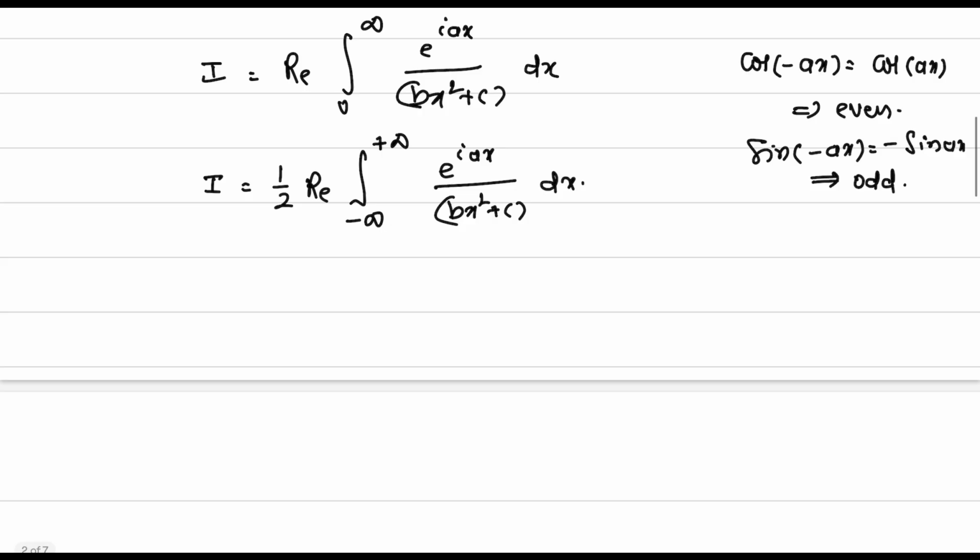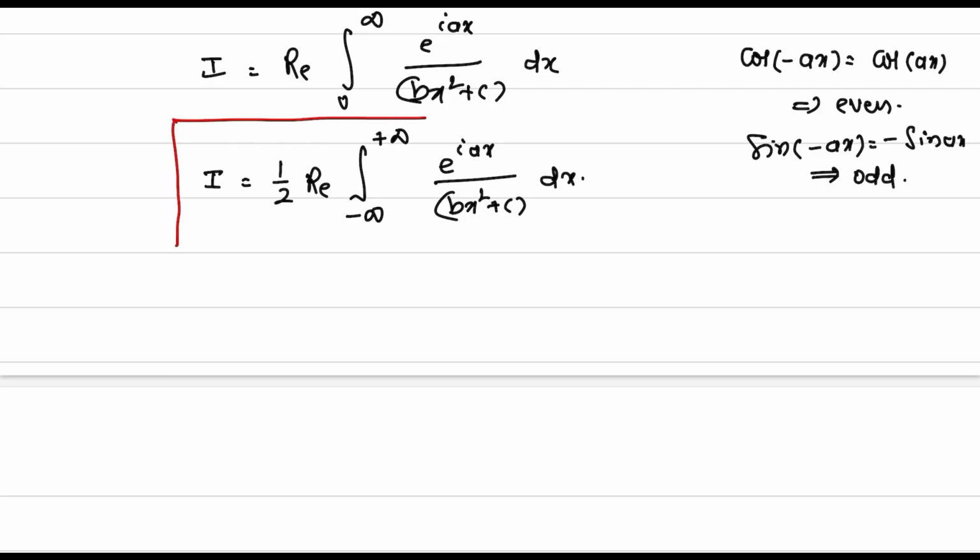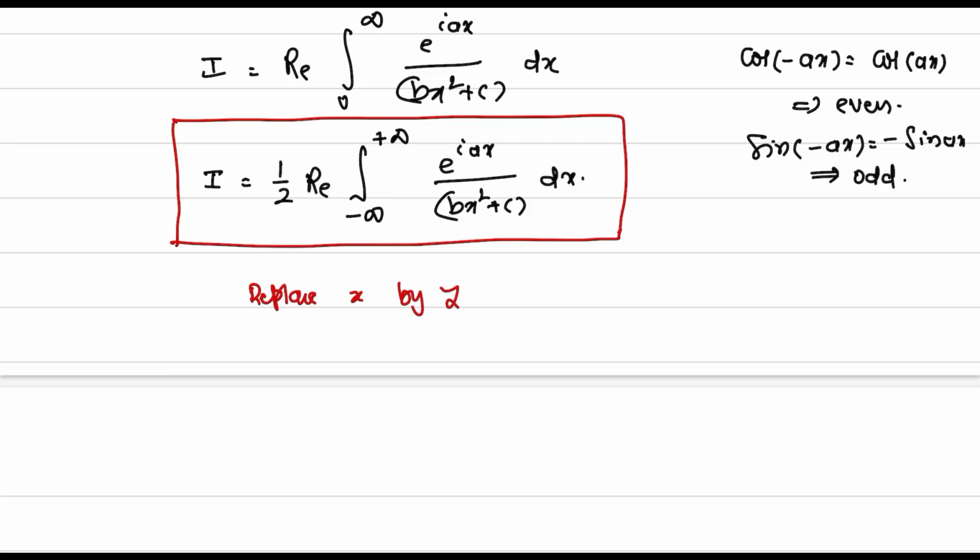Now, the final integral is this one, which we have to evaluate. Now, instead of x, let us replace it by z. Replace x by z. Then it implies the function f(z) is equal to e to the power of iaz by bz square plus c. This is what is required in the residue theorem.